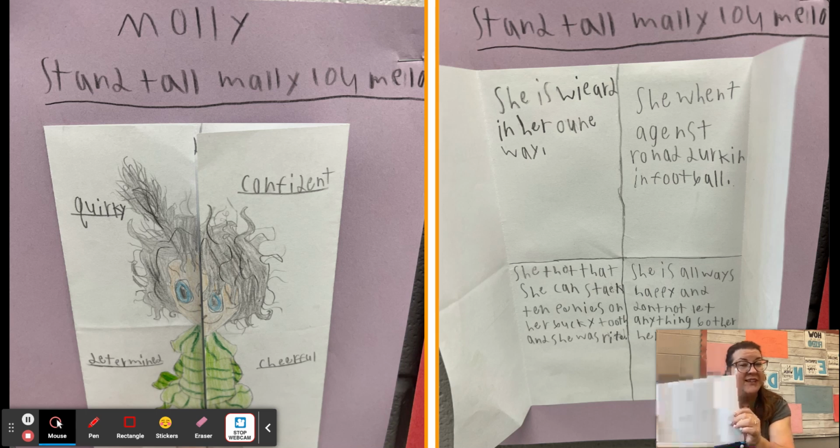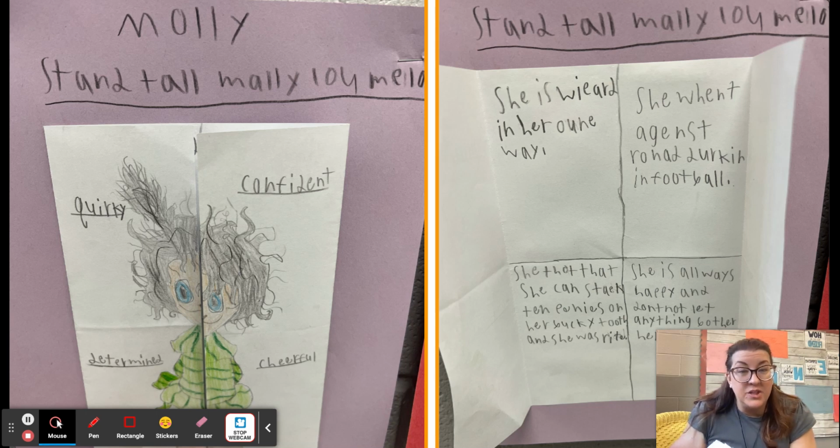You're going to provide text evidence to support those character traits. So for quirky, this student said that she is weird in her own way. For confident, she went against Ronald Durkin in football, the bully. For determined, she saw that she could stack 10 pennies on her buck teeth, and she was right. And she's cheerful, she's always happy, and she doesn't let anything get in her way, even when things don't look right.